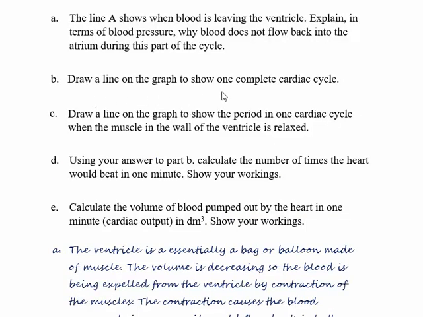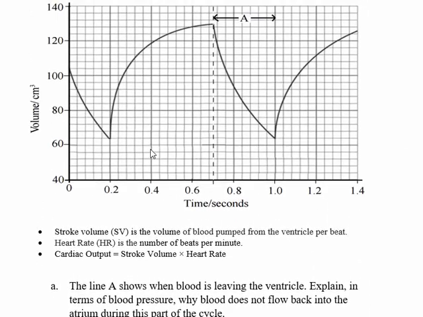Part B, draw a line on the graph to show one complete cardiac cycle. Here's the beginning of one cycle, here's the beginning of the next cycle. So one complete cycle is between those two lines.